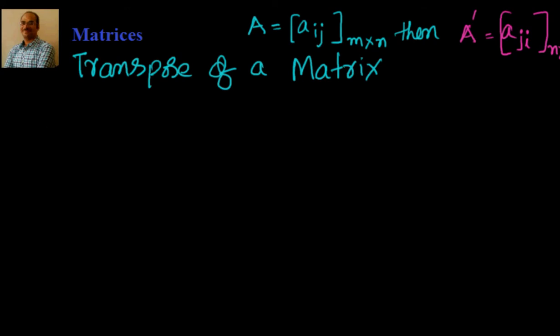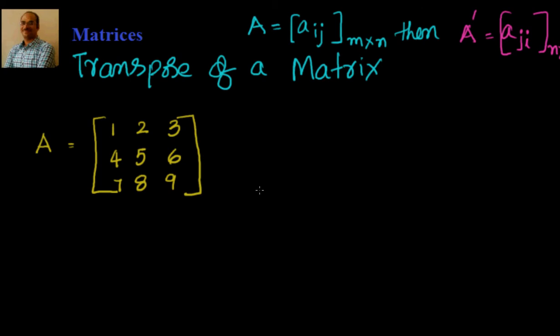How do we denote a matrix? We denote the matrix by a capital alphabet. So, we'll say A is equal to, let us take a simple example, let us say 1, 2, 3, 4, 5, 6, 7, 8, 9. We know that this is a matrix.